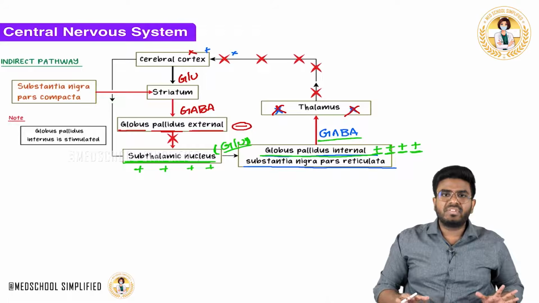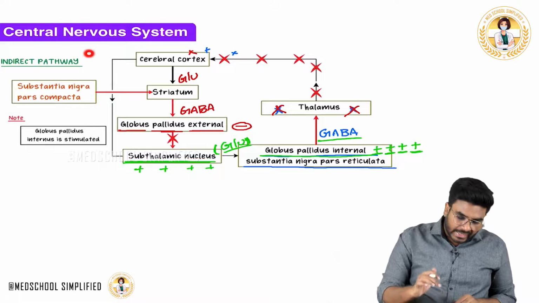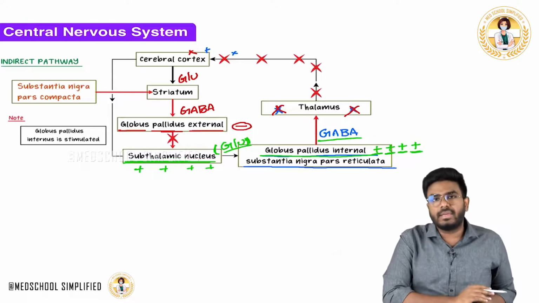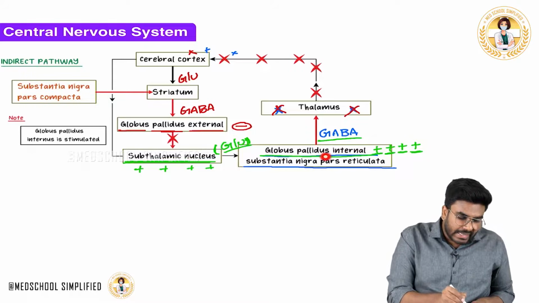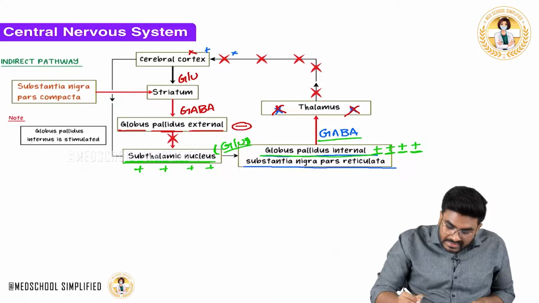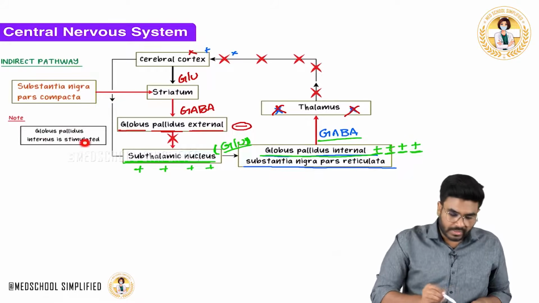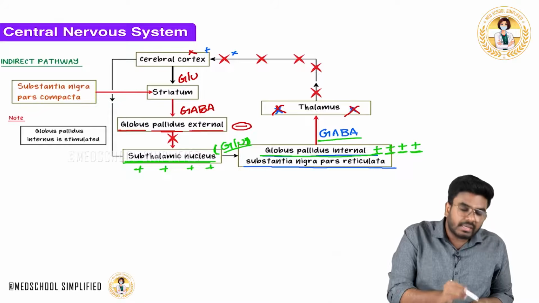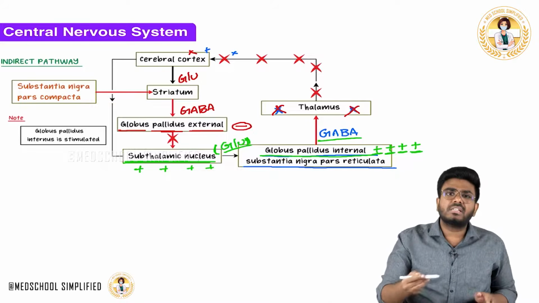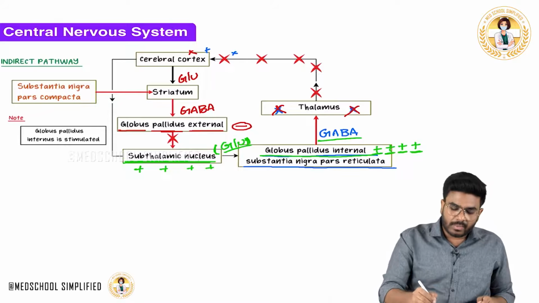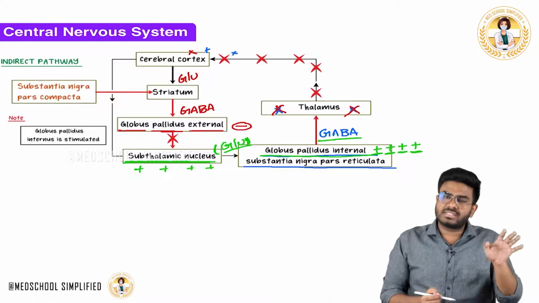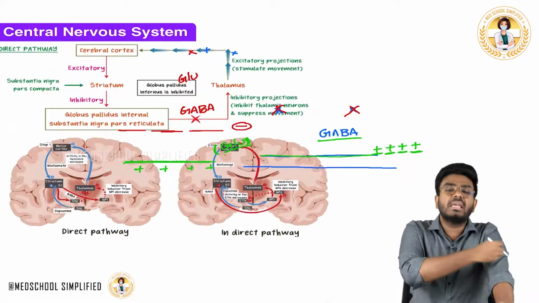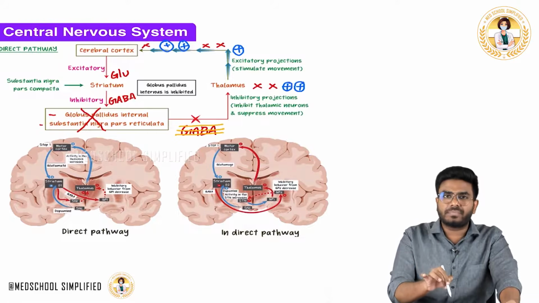So at the end of the day, what I want to put into your mind is this. First, let's discuss the indirect pathway. In the indirect pathway, the globus pallidus internus is stimulated or activated. When the globus pallidus internus is stimulated, the thalamus is inhibited, automatically the cortex is inhibited, the motor cortex is inhibited. So there is inhibition of the movement, which means inhibition of the antagonist. That's what I mean.